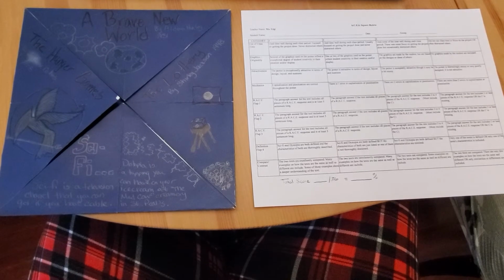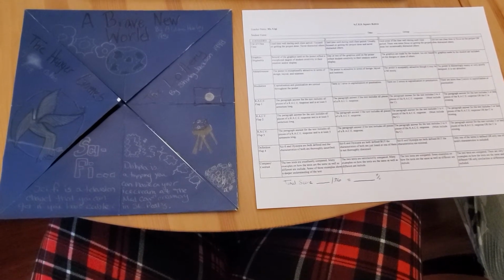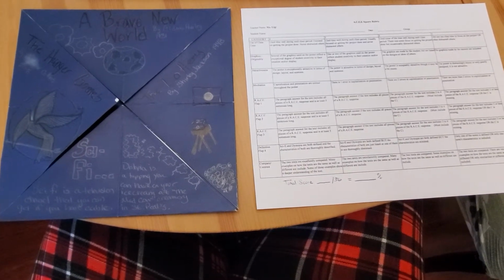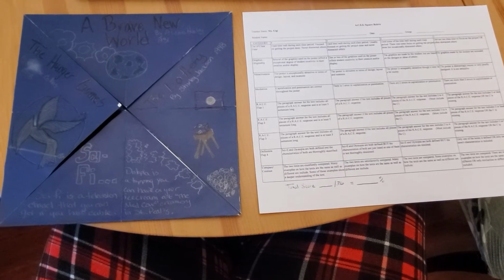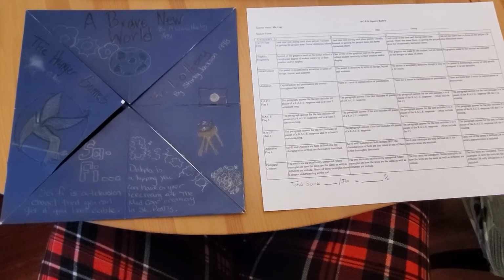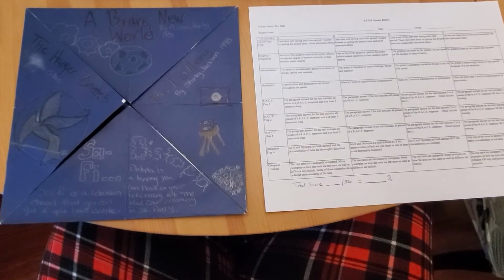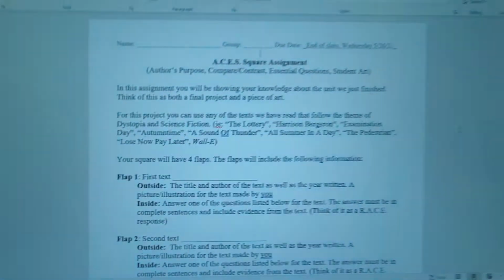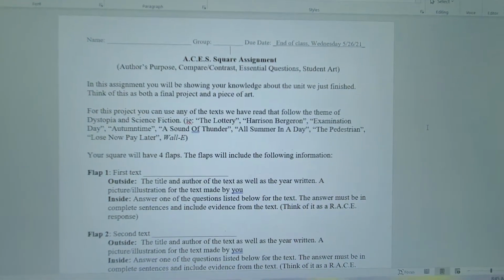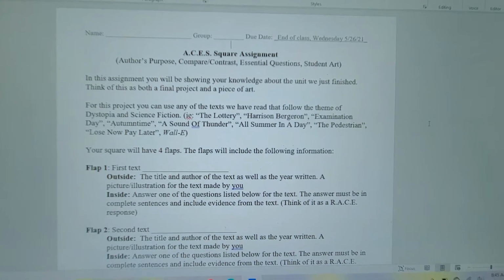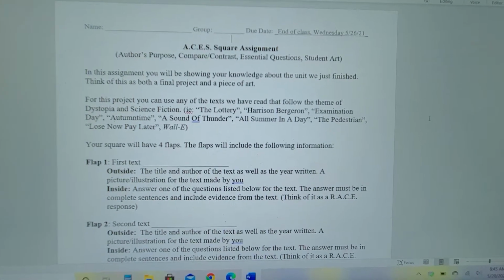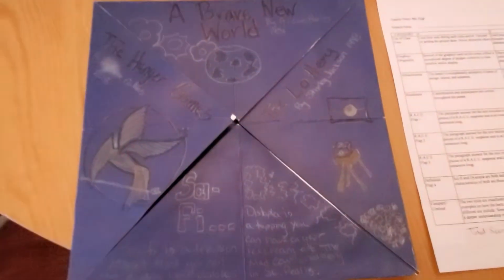I just wanted to make a video explaining what is going on with the final project for you guys, so that you're not super confused the entire time. It's called an ACES square, as you see in your assignment paper that I sent in. What you're going to be doing is making this. It's kind of cool looking.